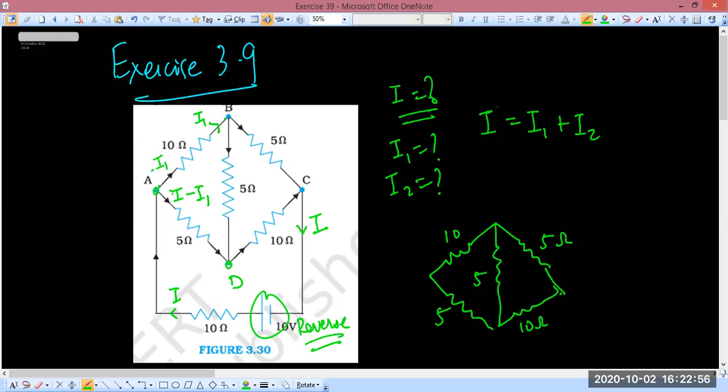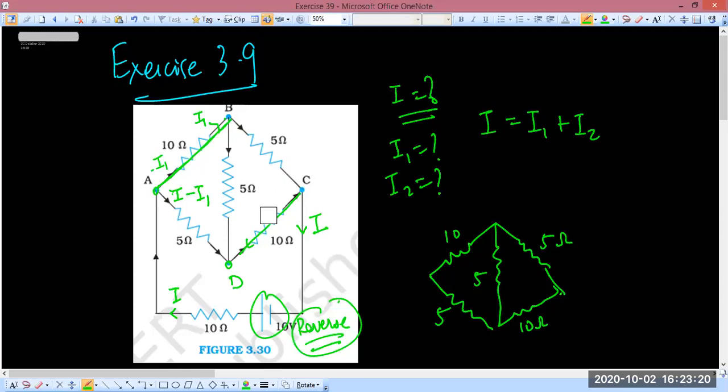For you to appreciate or understand symmetry, I'm saying that whatever is AB, the same is going to be CD. I repeat, whatever is AB, the same is going to be CD if you reverse this.